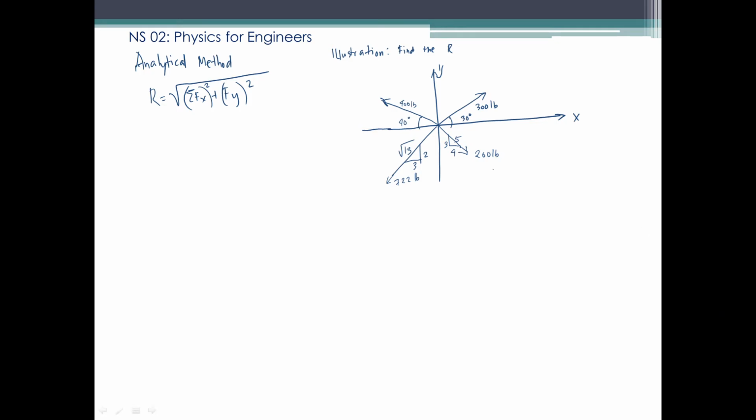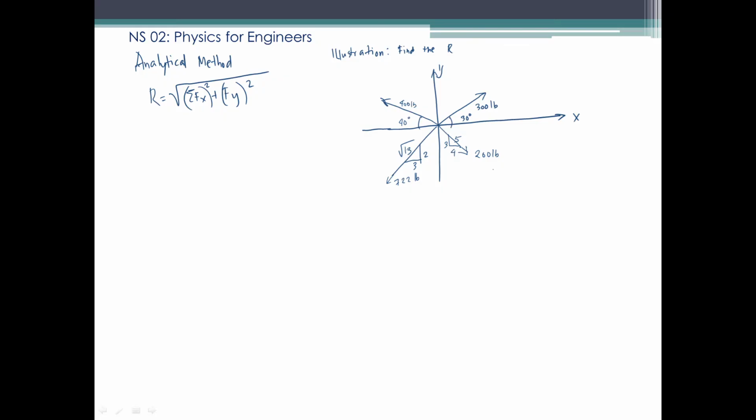Okay, going back, let us have the analytical method. We already have the formula for the resultant: the square root of the summation of Fx squared plus the summation of Fy squared. So using the analytical method, we will simply follow this equation right here.